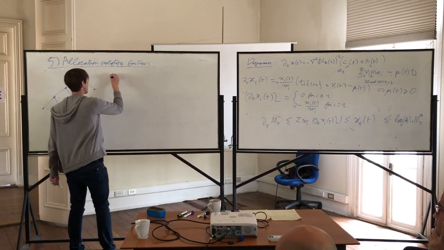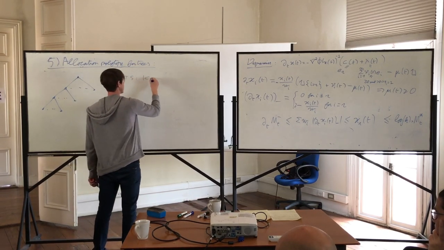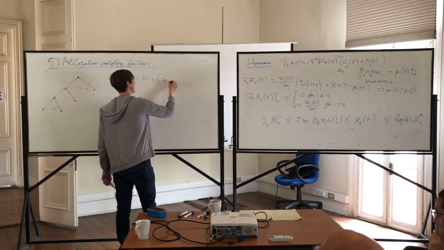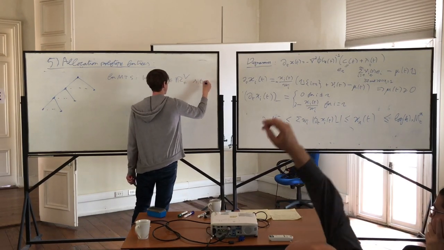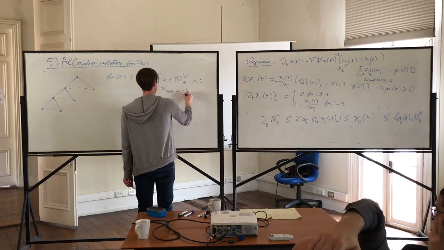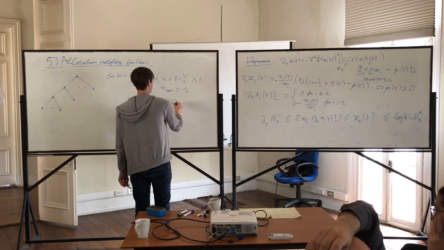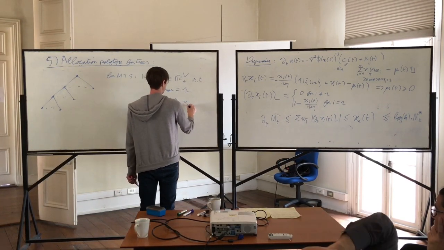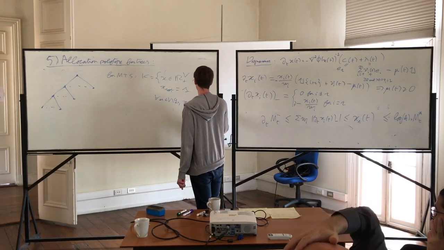So for MTS, we looked at the following. K was the set of x in R_+^V, such that we just add that the root has mass 1. And for any u in V minus the leaves, the sum of the children's x has to be at least x_u.